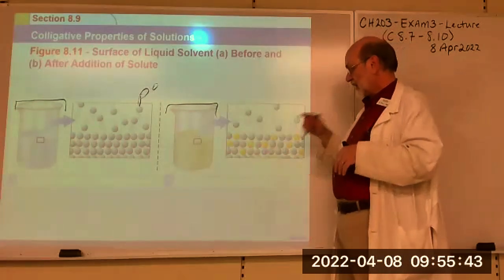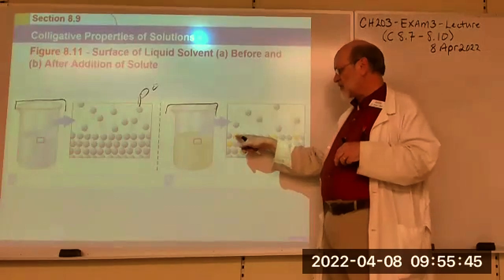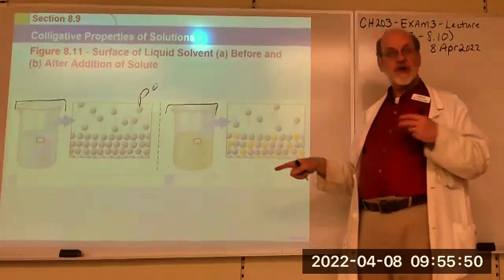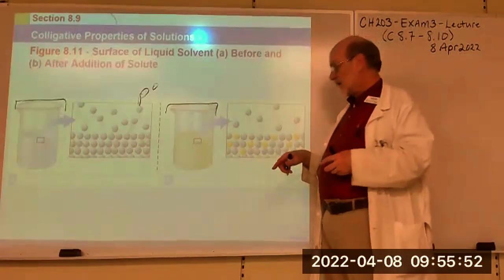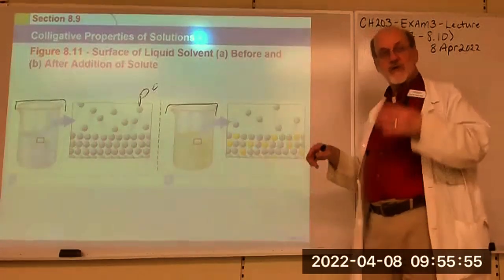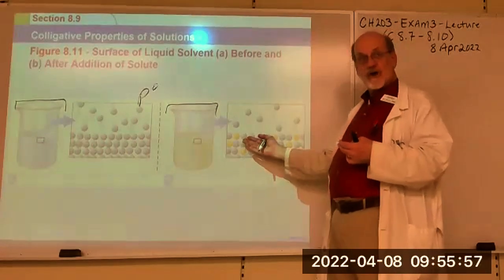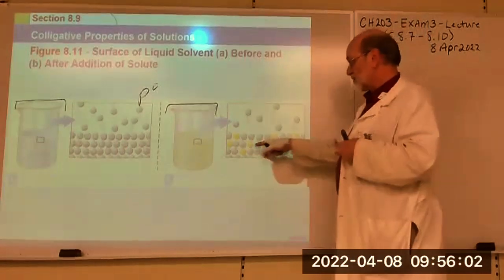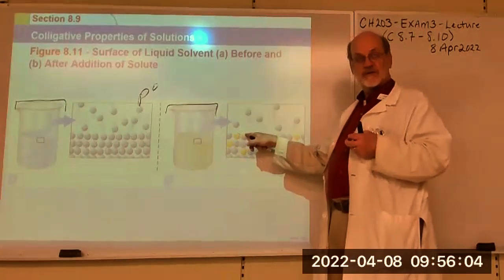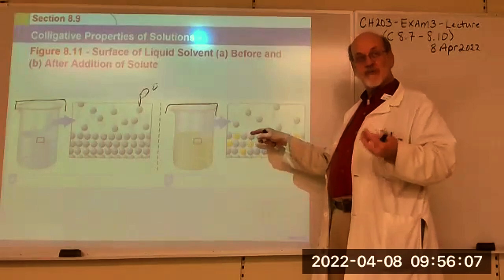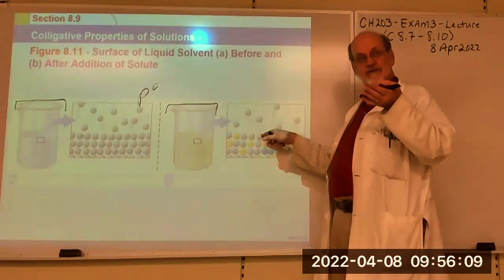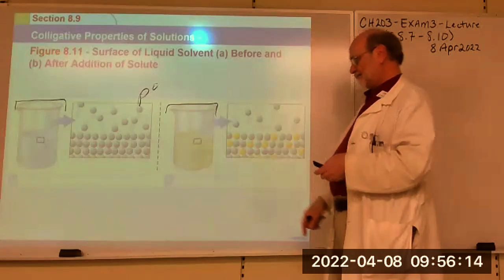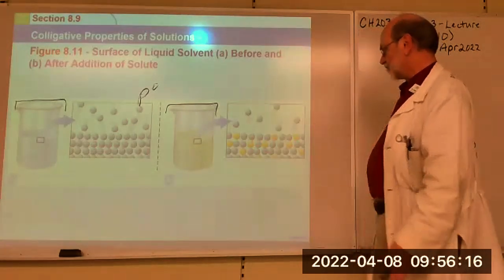The other thing is, you can have attractions between the yellows and the grays, between the solutes and the solvent. If there's attraction there, that will also decrease the vapor pressure. But there's another deviation here. If there's a repulsion between these two, then you can actually skew the vapor pressure up from what you would expect if there were no interaction. Maybe we'll talk about that in a second.